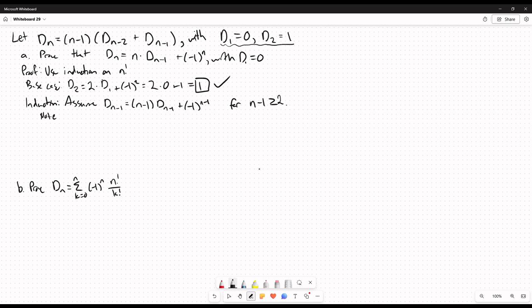Note that, first of all, (-1) to the n minus 1 is going to equal negative (-1) to the n. And if I add (-1) to the n to both sides, what I'll end up with is that d(n-1) plus (-1) to the n equals (n-1) times d(n-1). And if you notice, that shows up in the formula I already have. So let's go ahead and use that formula.